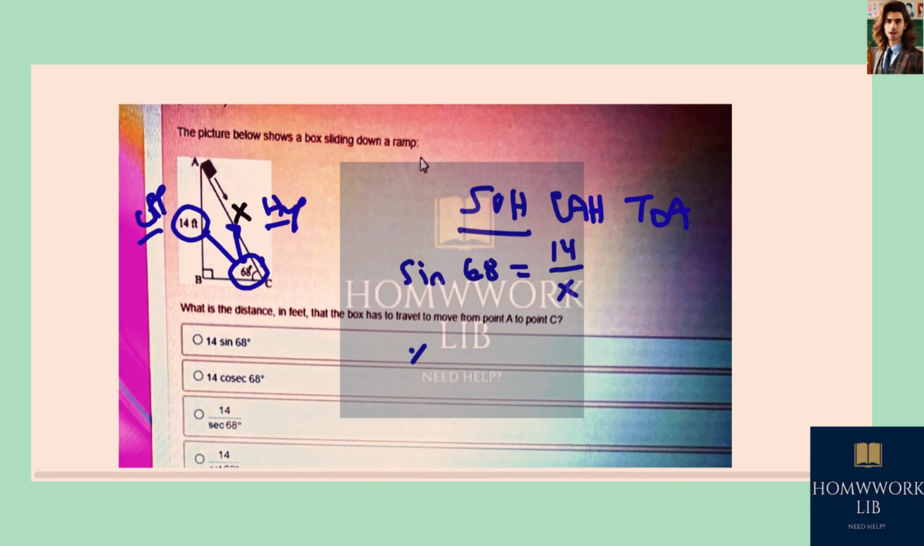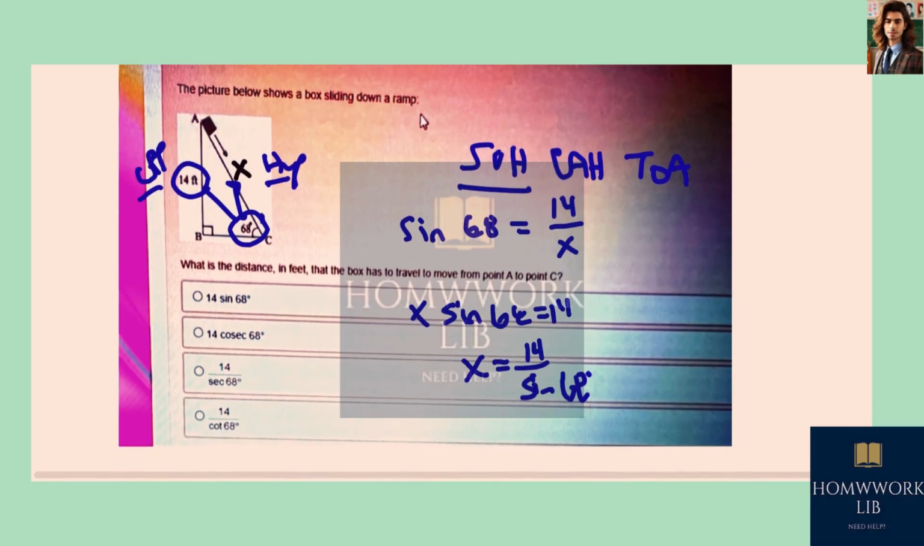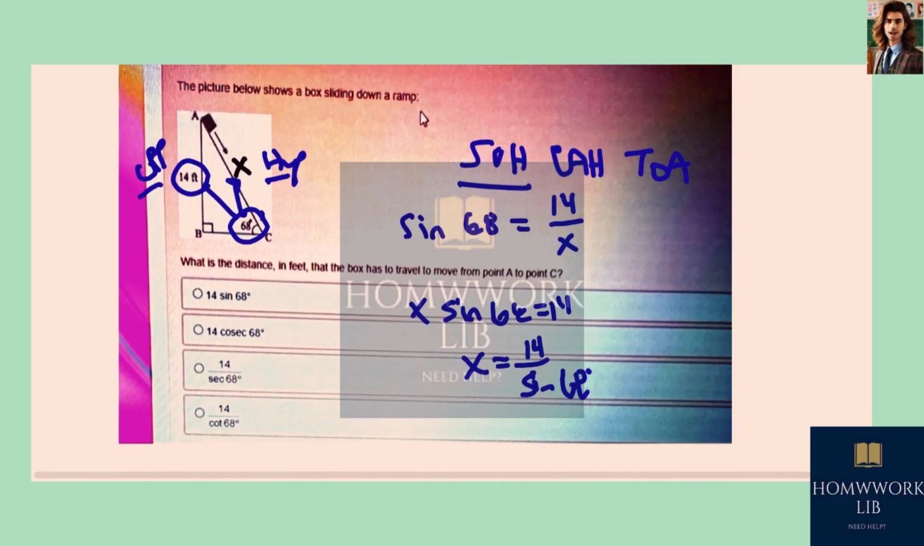So you cross multiply. It'd be x times the sine of 68 equals 14. And so that would be 14 over the sine of 68 would represent the distance. 14 over the sine of 68.